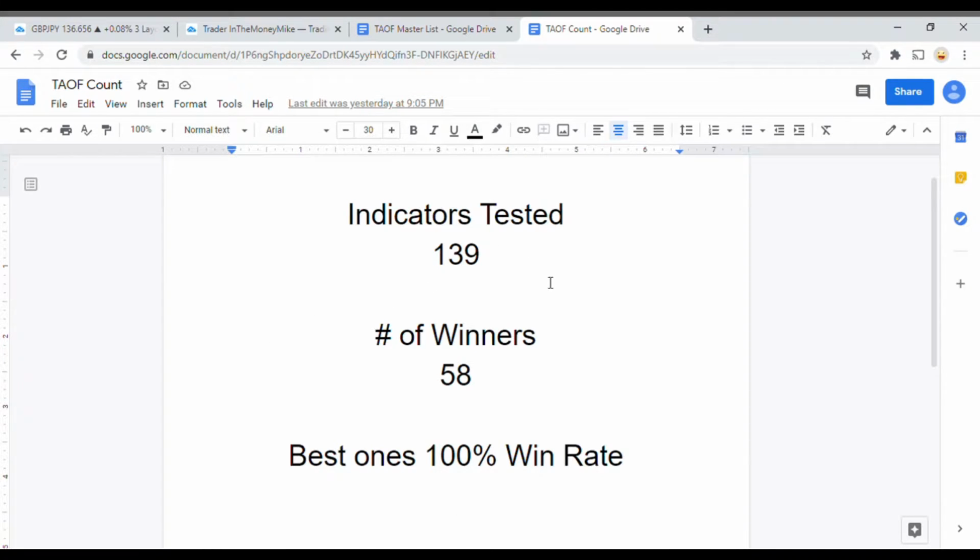So to date, I have tested 139 indicators. And out of those 139 indicators, 58 of them have been winners, which means that they have met or exceeded the 60% win-loss ratio threshold that we have set for them. The best ones so far were able to achieve a 100% win rate.